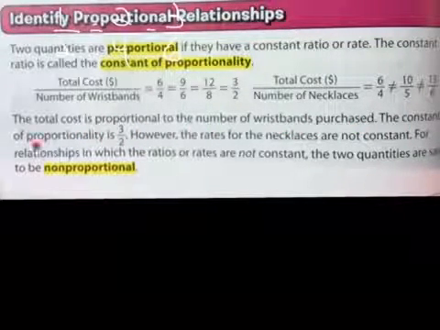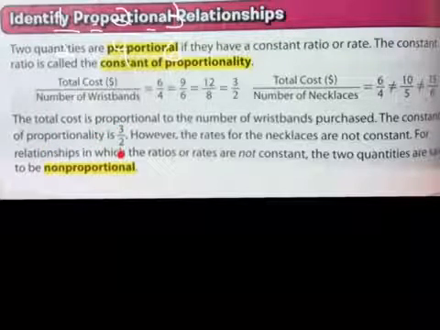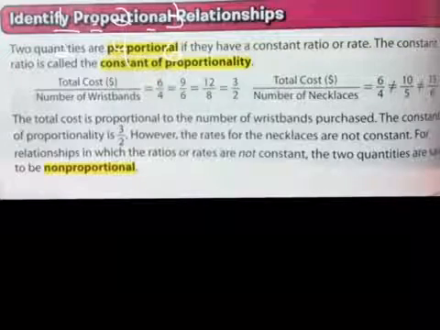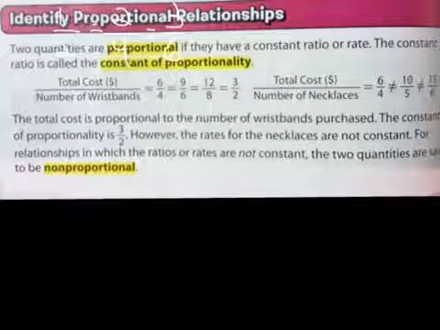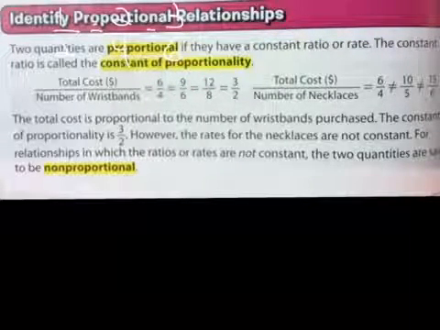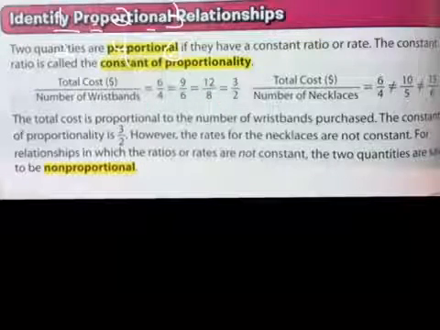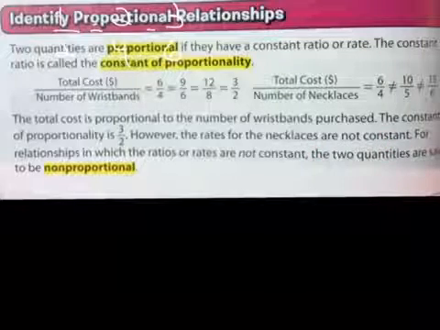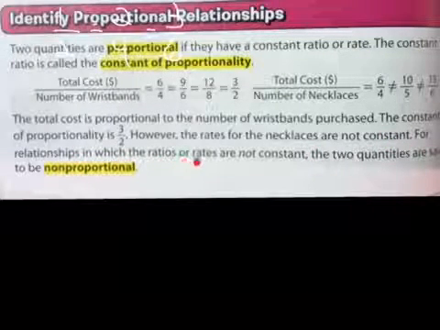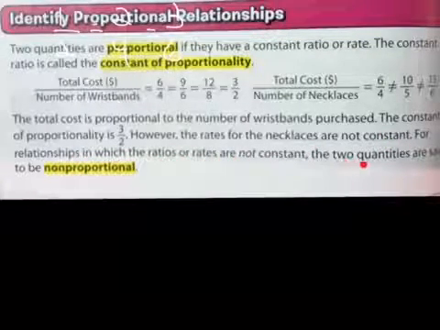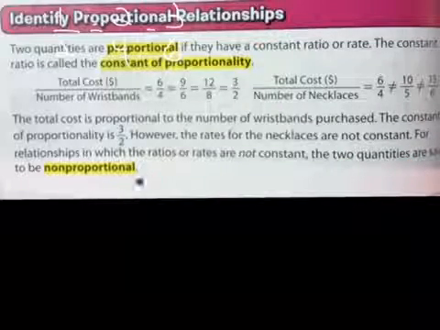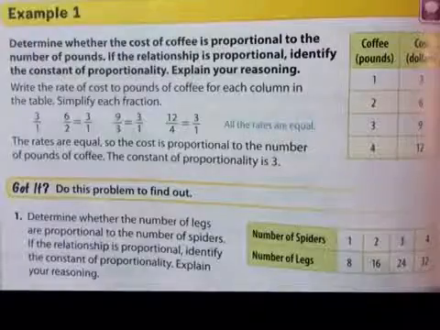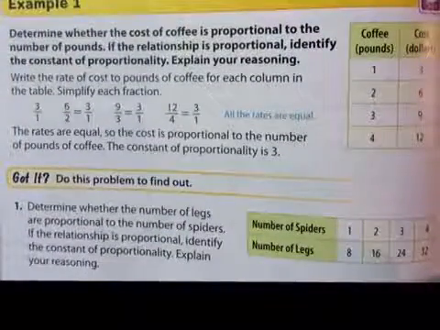So the first one is the total cost is proportional to the number of wristbands purchased. The constant of proportionality is 3 over 2. Okay? You can see if we simplify this, it would be 3 over 2. Here we have 3 2s and 2 2s. Here we have 3 3s and 2 3s. Here we have 3 4s and 2 4s. So overall it's 3 over 2. However, the rates for the necklaces are not constant. For relationships in which the ratios or rates are not constant, two quantities are said to be non-proportional.